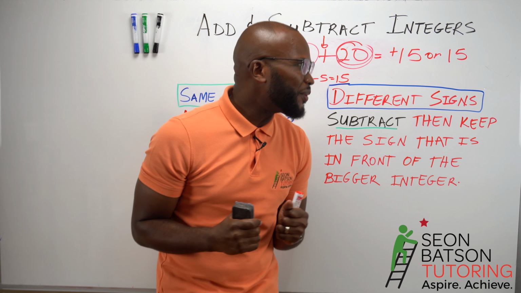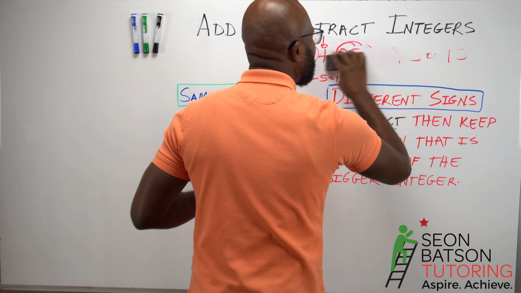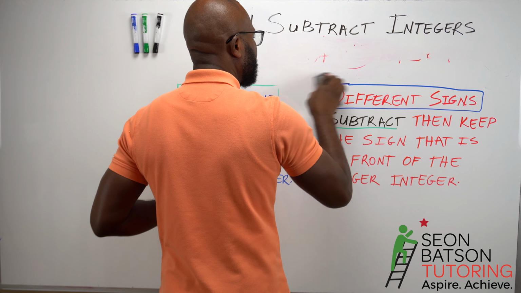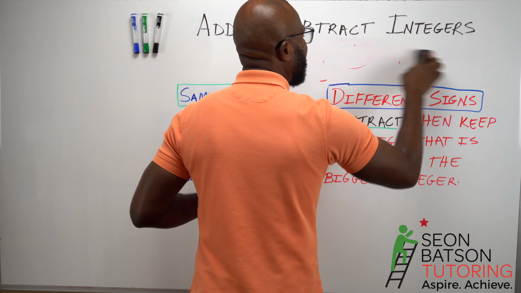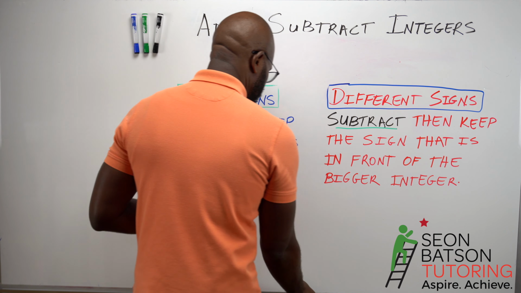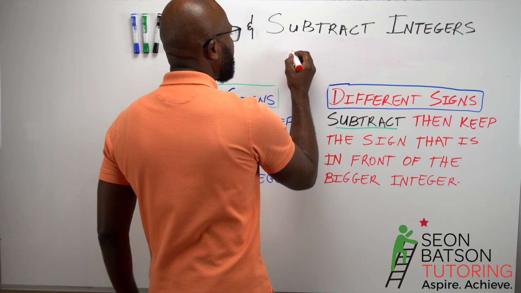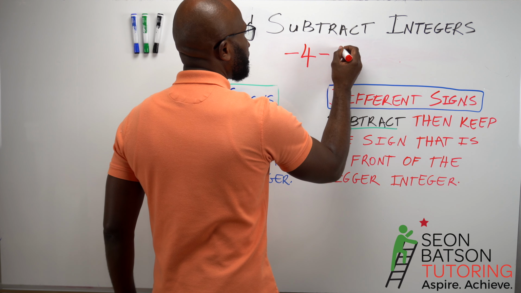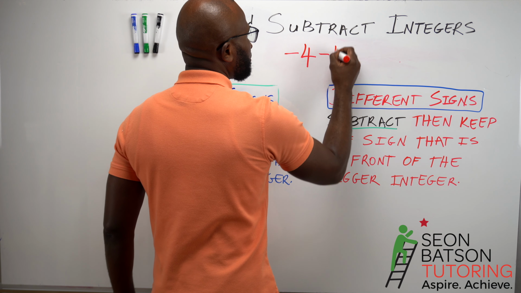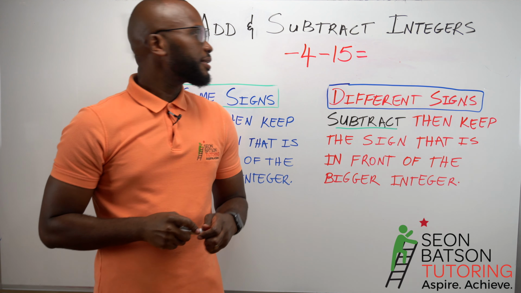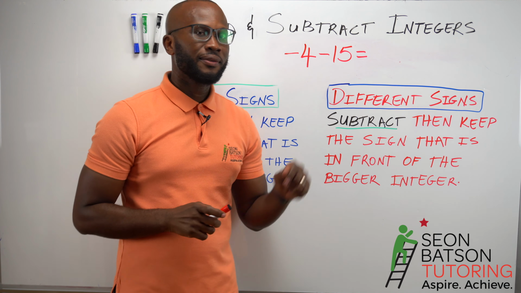Now, I am going to give you another chance to shine. You guys get a chance to shine. Let's try negative 4 minus 15.